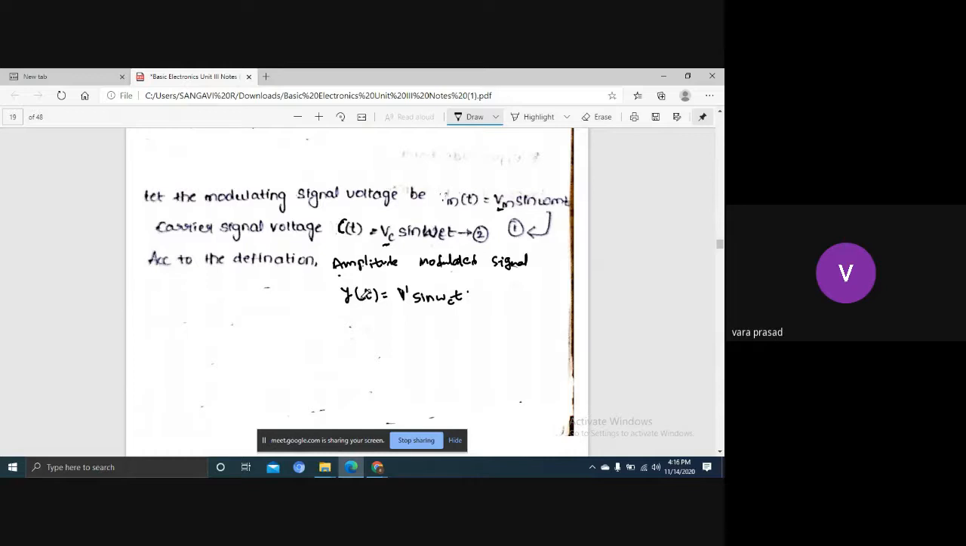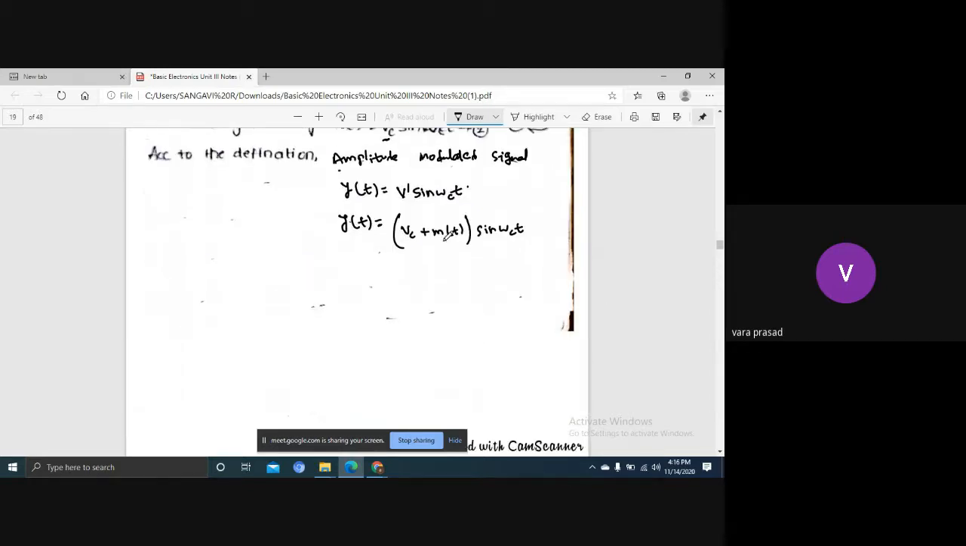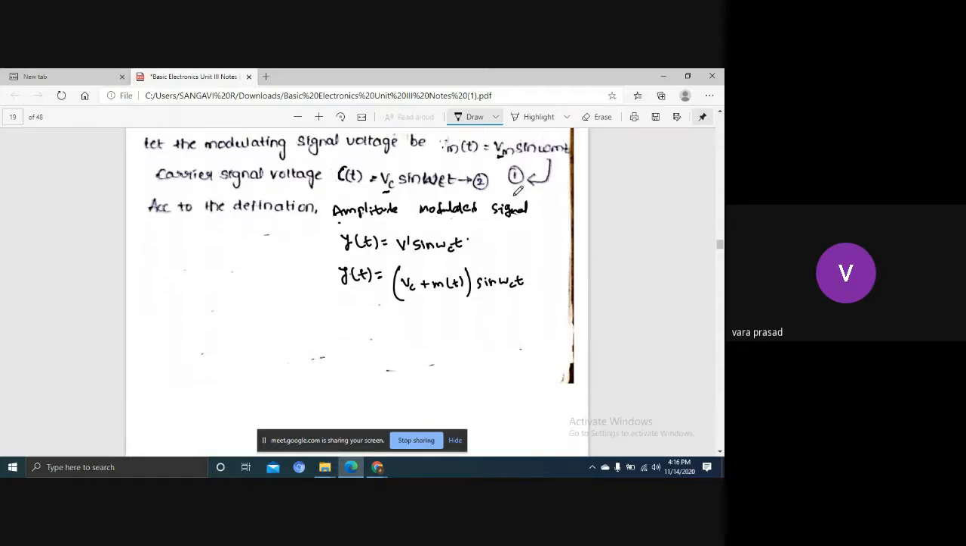In place of V dash, I am going to add Vc plus m of t. So y of t is equal to Vc plus m of t, sine omega c t. This is equation 3. Then you can substitute m of t from equation 1.